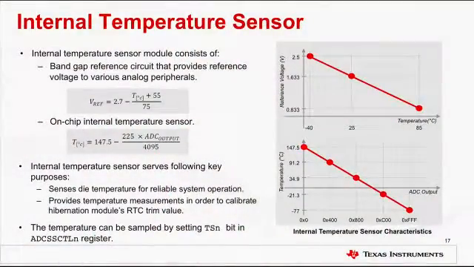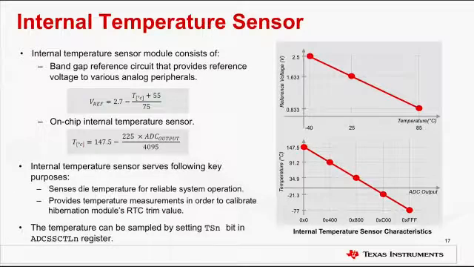Each ADC module has a temperature sensor that can be used to sense the die temperature for reliable system operation. It can also be used to obtain temperature measurements in order to calibrate the hibernation module's RTC trim value. The internal temperature sensor module consists of a band gap reference circuit that provides reference voltages to various analog modules.